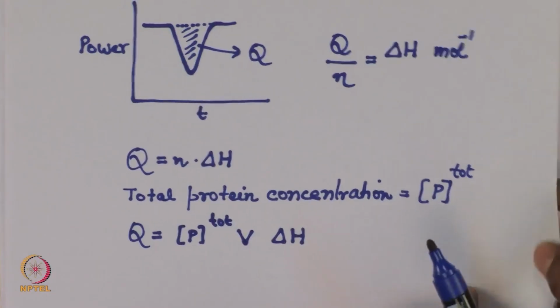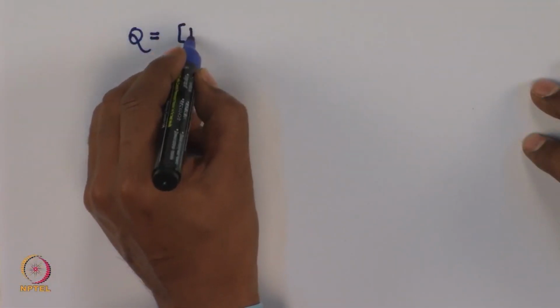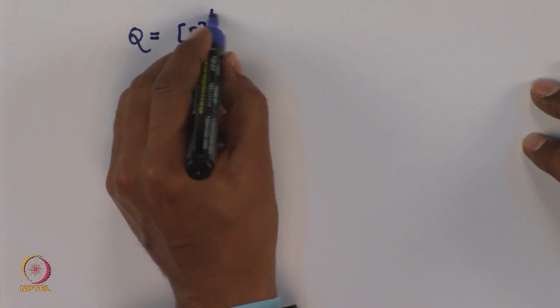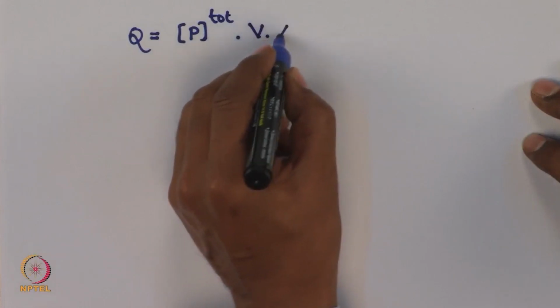Now, let me extend this discussion further. What we have derived is Q is equal to P total into volume into delta H.